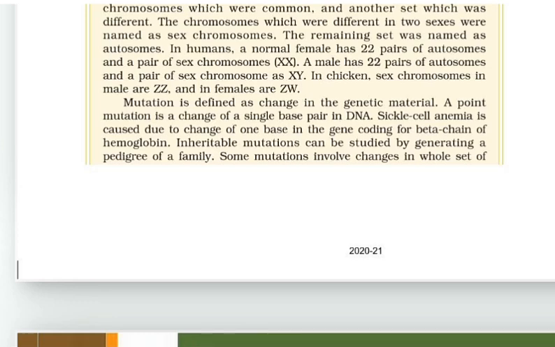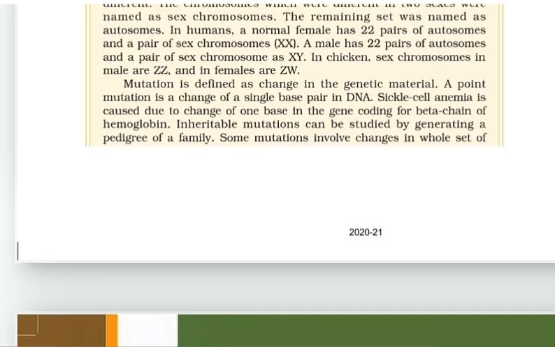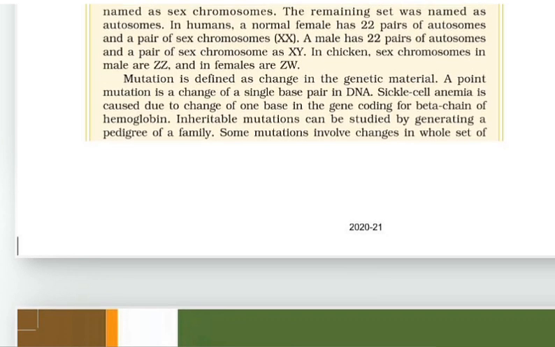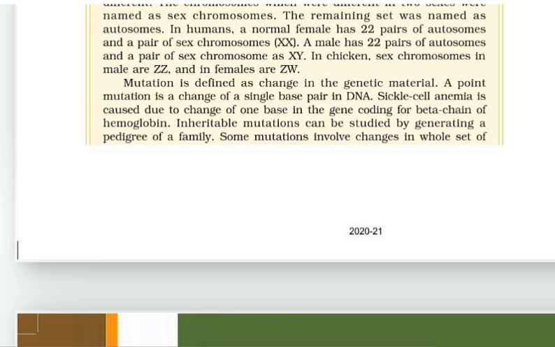Many genes were linked to sexes also and called sex-linked genes. The two sexes, male and female, were found to have a set of chromosomes which were common and another set which was different. The chromosomes which were different in the two sexes were named sex chromosomes. The remaining set was named autosomes.